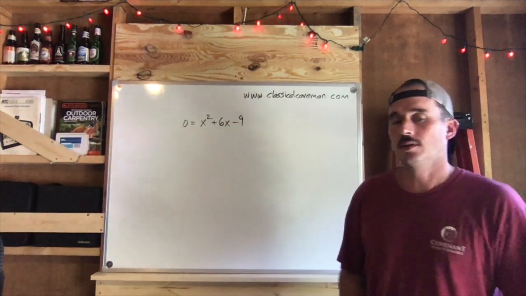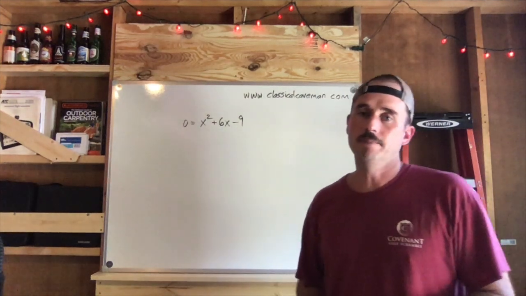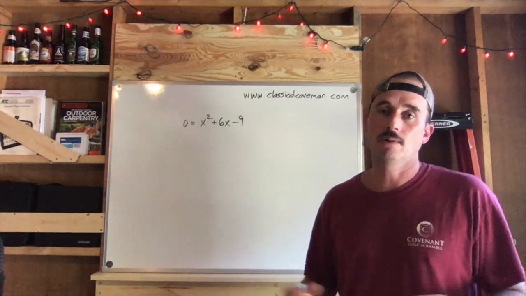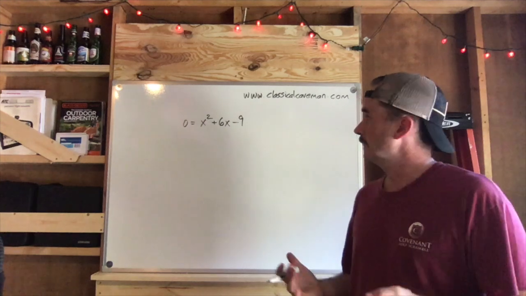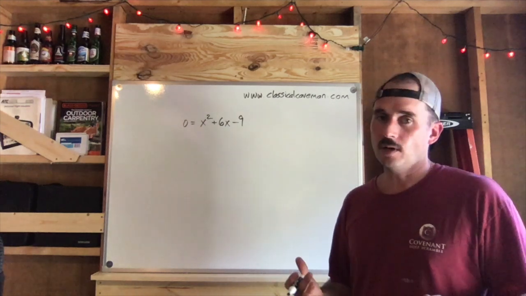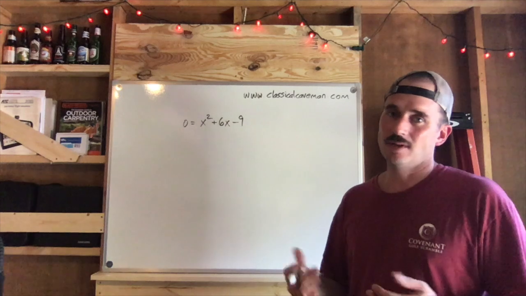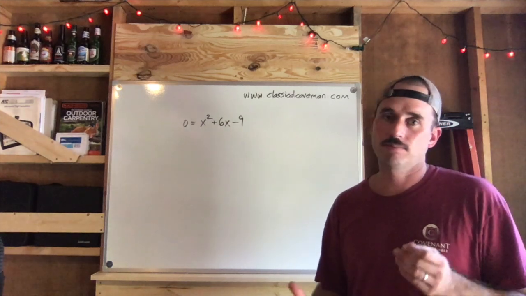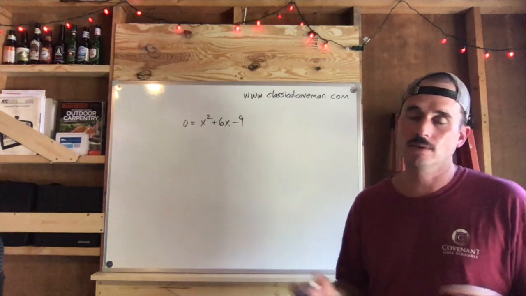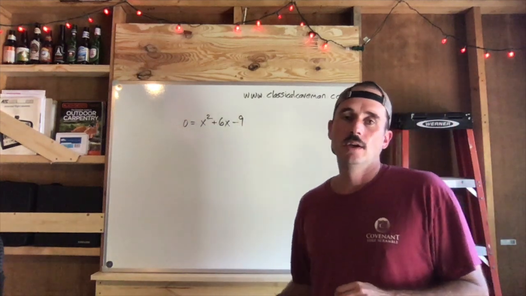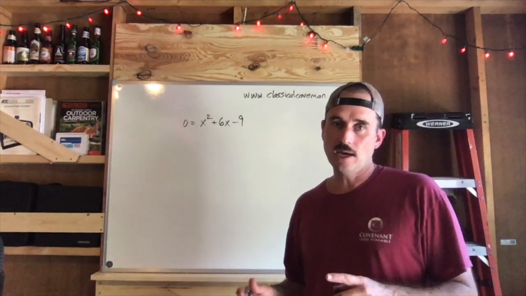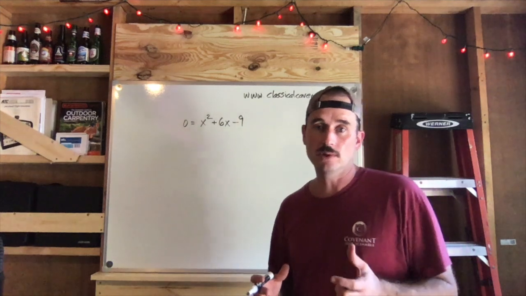All right, let's take this quadratic equation. It might look factorable. We can try to factor it as a way of solving it, but it's not really going to factor. So x plus 3 isn't going to work because we need that -9 at the end. So I'm going to add a 9 to both sides just so I can focus on the x squared plus 6x.